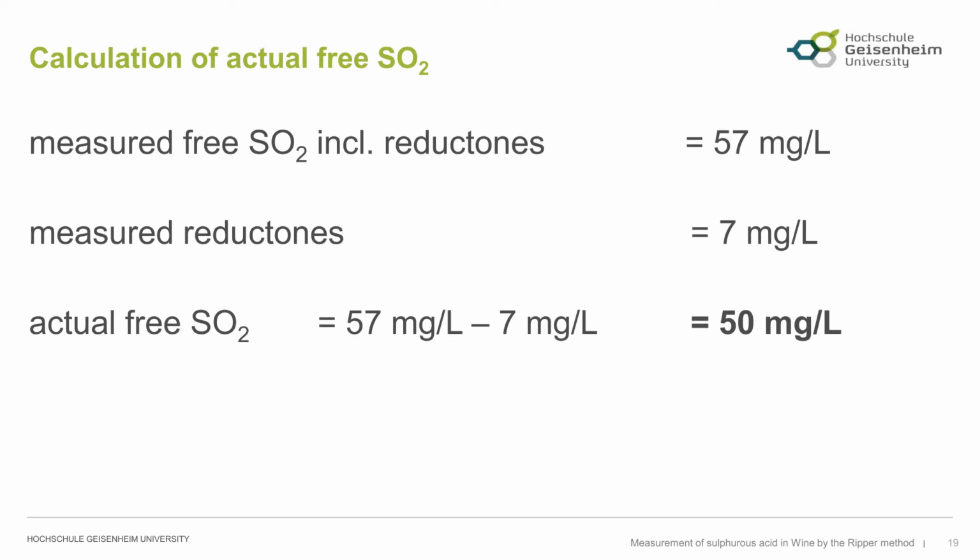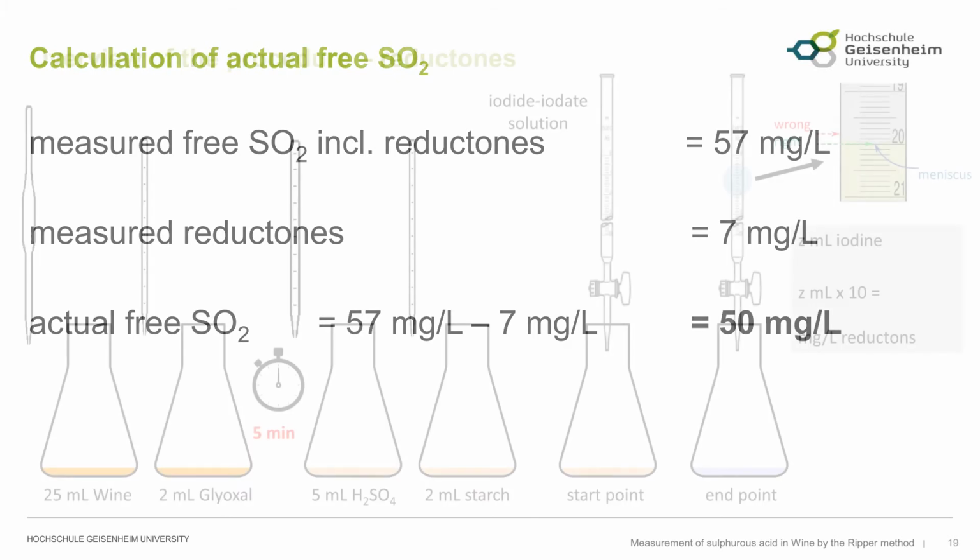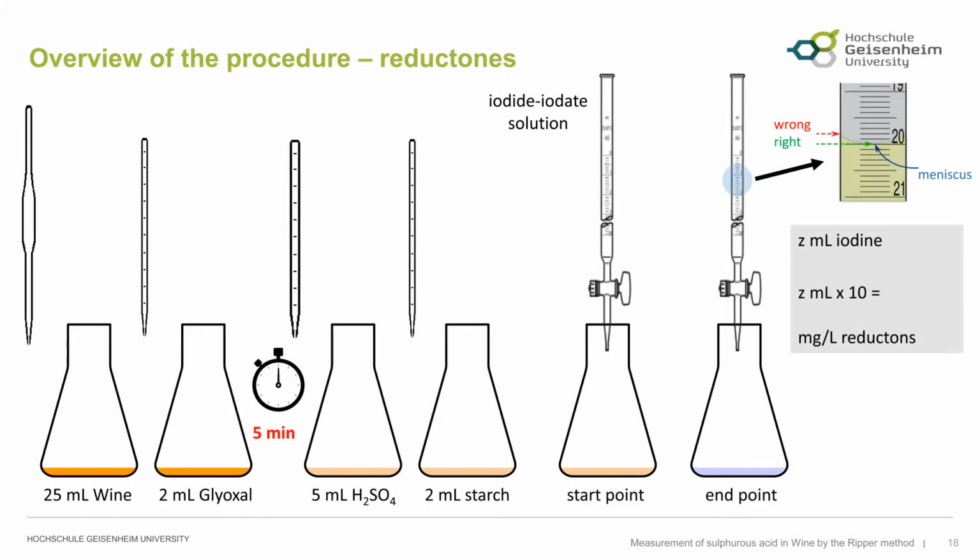The difference between the first and second titration gives you the value for the actual free SO2. Here you see an overview of this procedure.